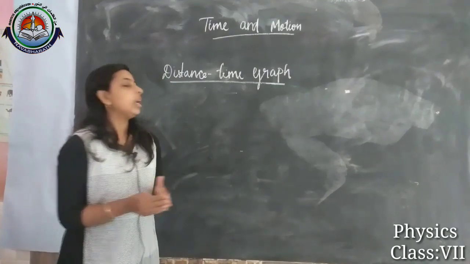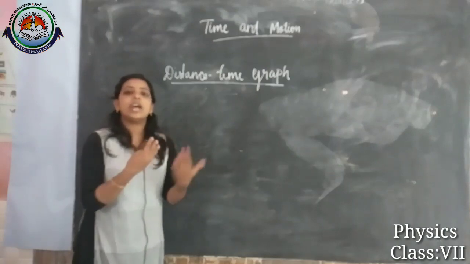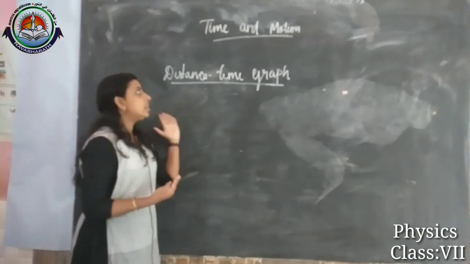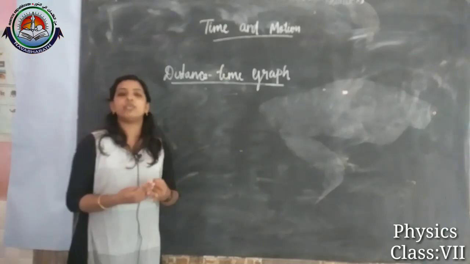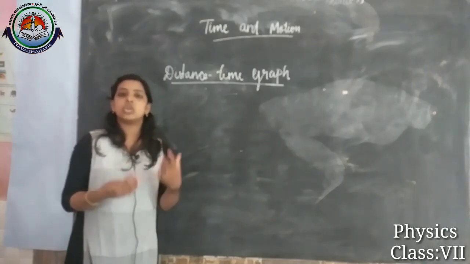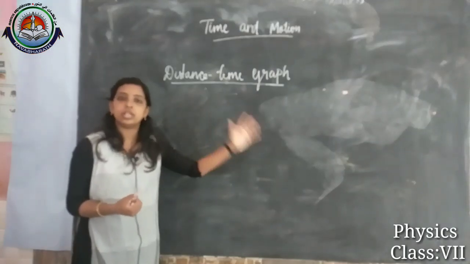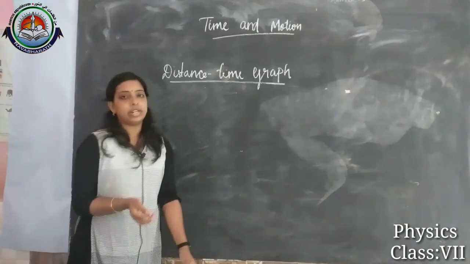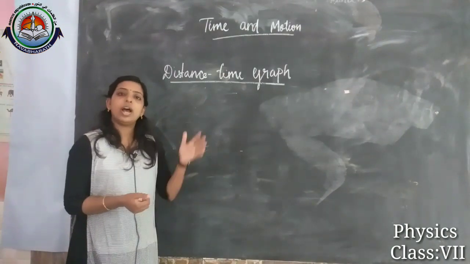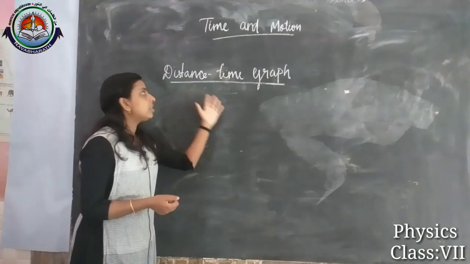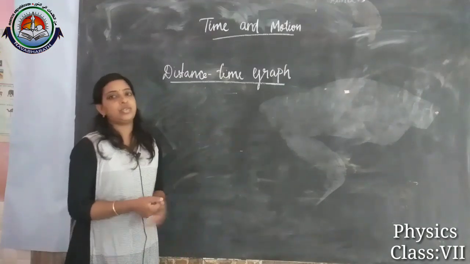So in this topic we are mainly discussing how we can draw the distance time graph for uniform motion and non-uniform motion, and for an object at the state of rest. That is what we are discussing in this chapter. To draw this distance time graph we have to follow some steps.